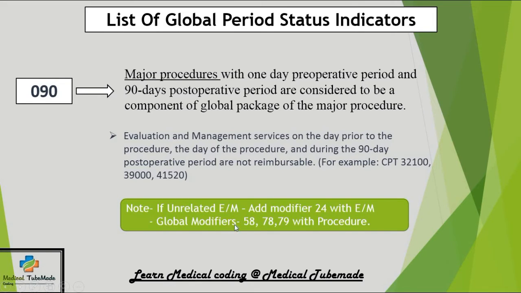So similarly, we need to check global modifiers like 58, 78, 79 with the procedure. Suppose any procedure is performed during the global period but it's not related to the original procedure, at that time we need to check the description of these modifiers and add the correct modifier with the procedure. So it's very important: the 24 modifier we need to add with the ENM service only, and these modifiers 58, 78 and 79 always go with the procedure CPT code, not with the ENM code. So I hope you understand the 90 days global period and how to apply it.